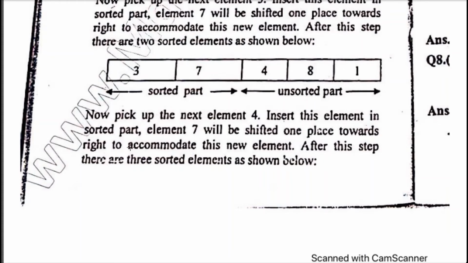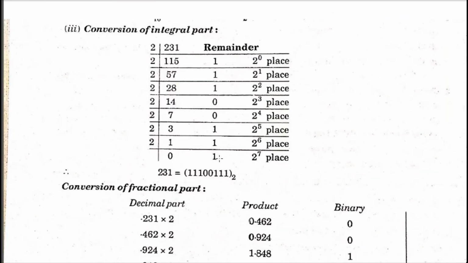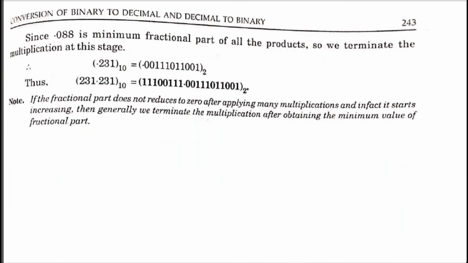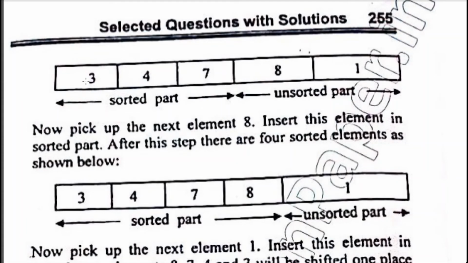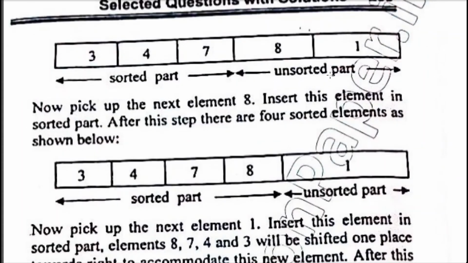So insert this element in the sorted part. Element 7 will be shifted one place towards the right to accommodate this new element. After this step, there are three sorted elements, 3, 4 and 7, because these are in increasing order, and the unsorted part contains 2 elements, 8 and 1. Now pick up the element 8. Since 7 is less than 8, we don't have to interchange these two elements.